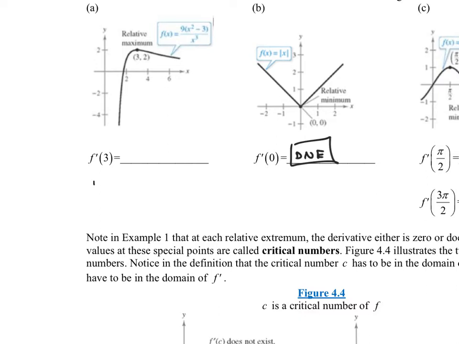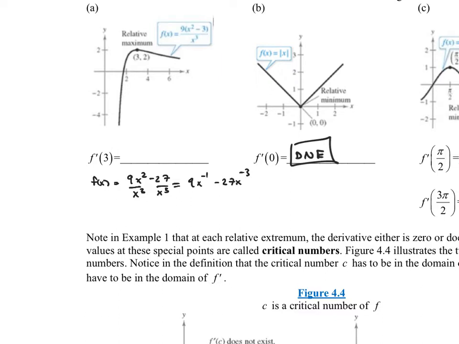If I look at my function f of x, I'm going to look at it a little differently. I'm going to distribute the 9, so that would be 9x squared minus 27, and then I'm going to divide each one of those terms by x cubed. The reason I'm doing this is because there's a single term on bottom, and I don't want to use the quotient rule. What I'm ending up with is 9x to the -1 minus 27x to the -3.